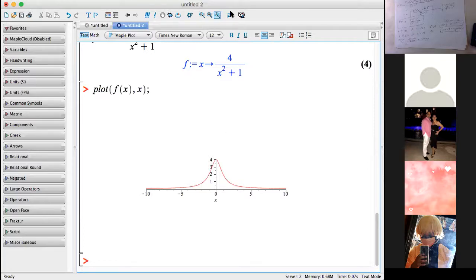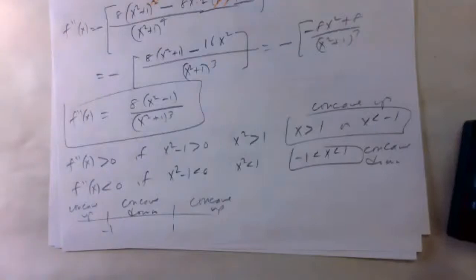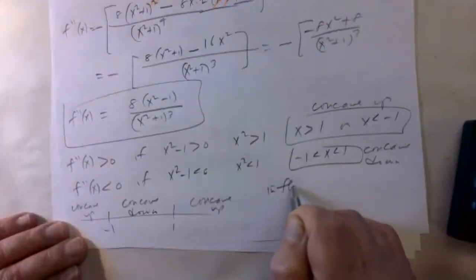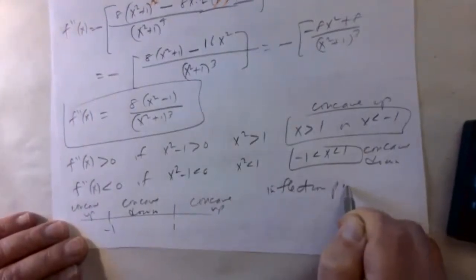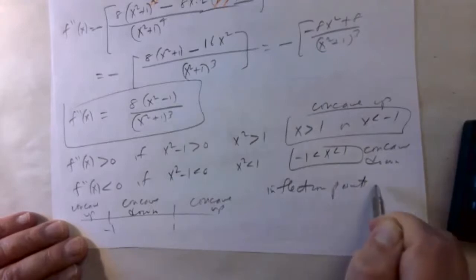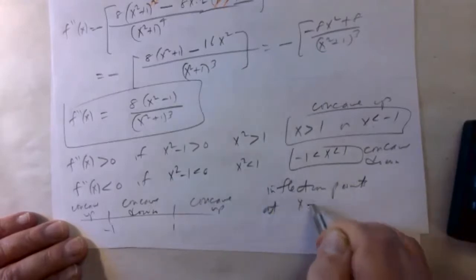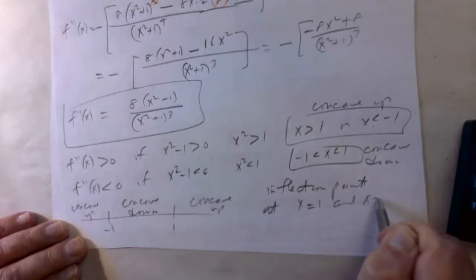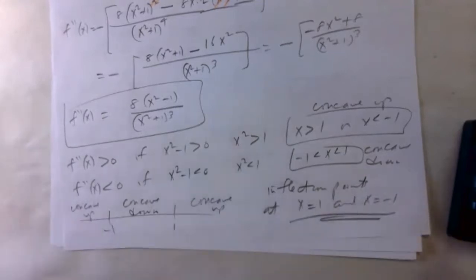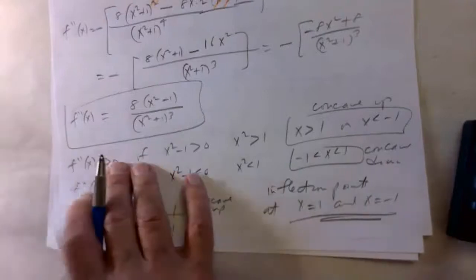That's really nice. And I should have said then we have inflection points where the concavity changes, which is at x equal 1 and x equal minus 1. Okay. Nice, I believe.